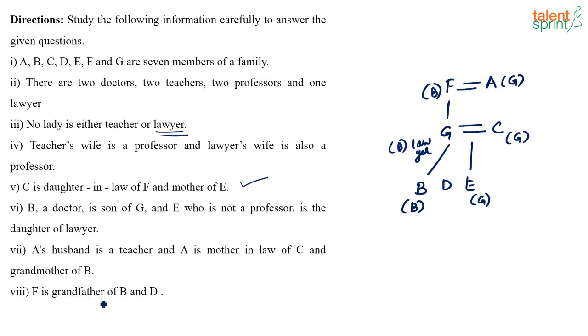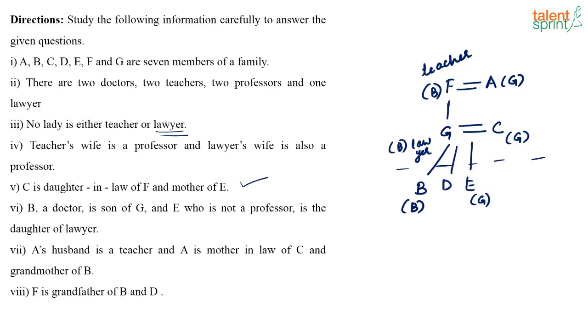Profession of F and A: A's husband is a teacher, so F is a teacher, and A is the mother-in-law of C and grandmother of B. Based on whatever is given, G and C are the married couple here. All these 3 belong to the next generation, so based on the information given, they have to be the children of G and C, right? It is not given that F and A have any other children whose children these can be. So obviously, based on the given information, we are considering G and C have 3 children.